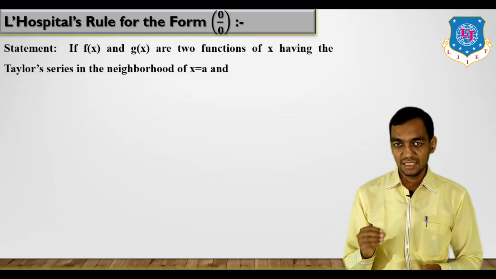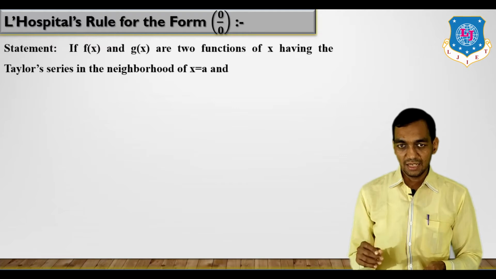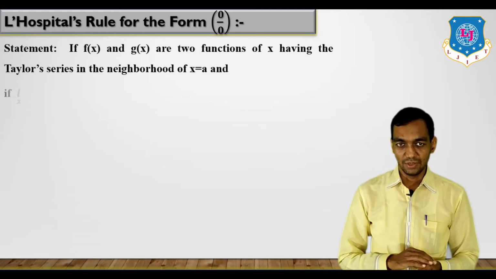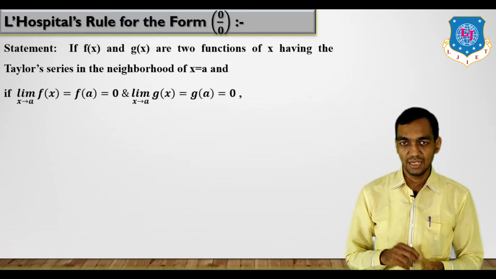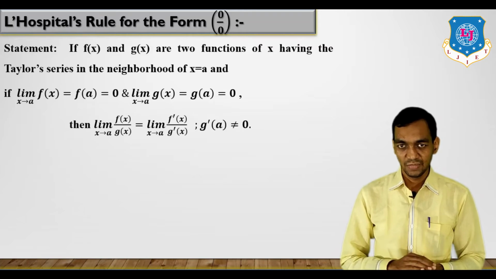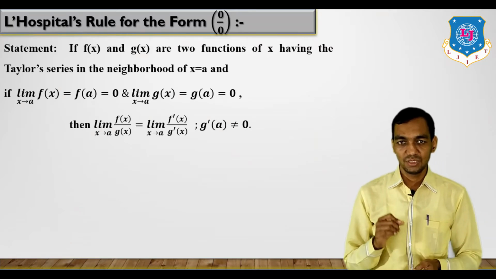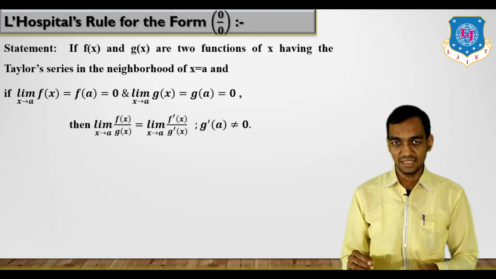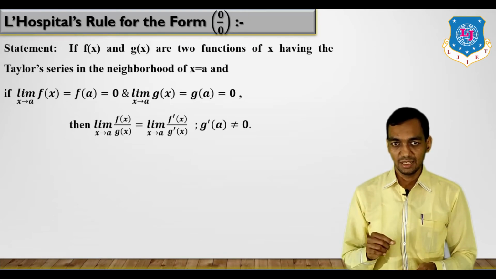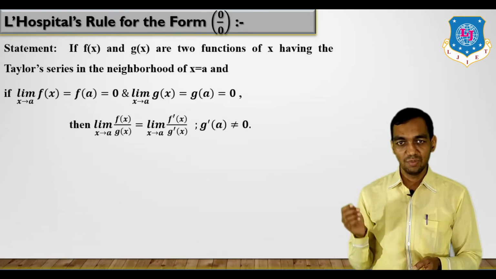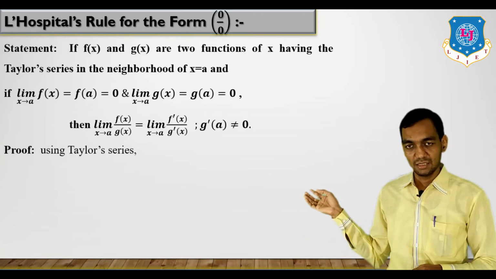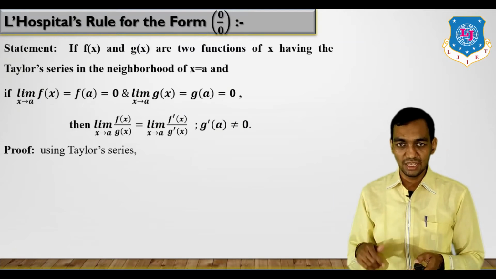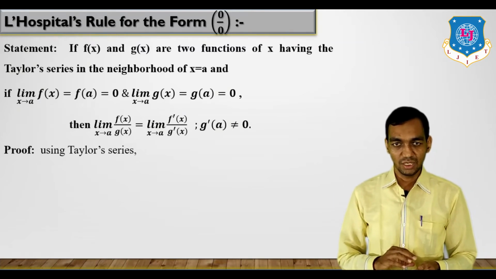Suppose f(x) and g(x) are two functions and they have a Taylor series expansion at the point x equal to a, and if the limit of f(x) is 0 where x tends to a and the limit of g(x) is also 0, that means f(a) has the value 0, g(a) has the value 0, that means your limit is of the form 0 by 0. Then in that case, the limit as x tends to a of f(x) upon g(x) will be the limit as x tends to a of f dash upon g dash, correct? Now if g dash of a has a non-zero value, then you will have this limit, okay?